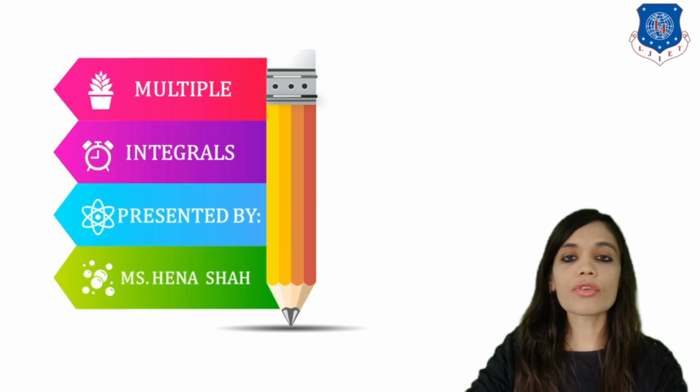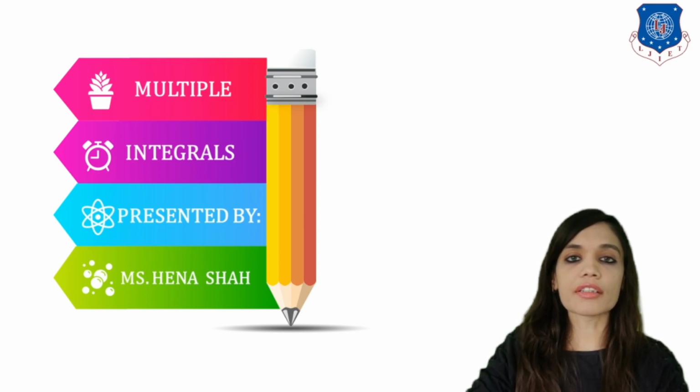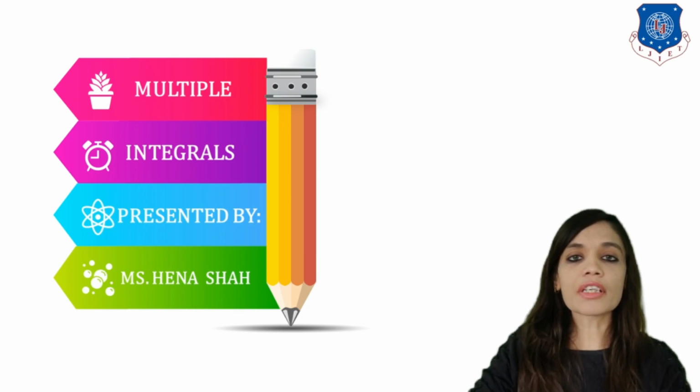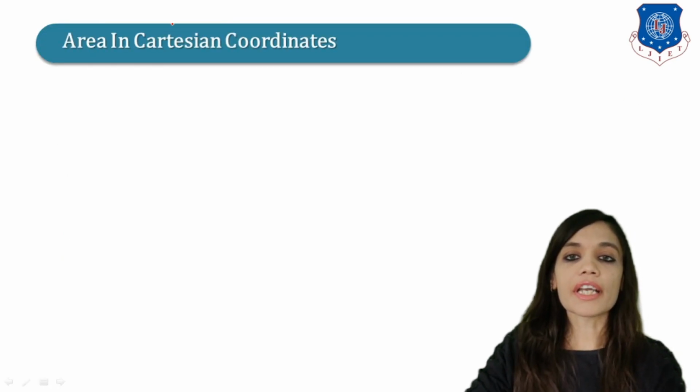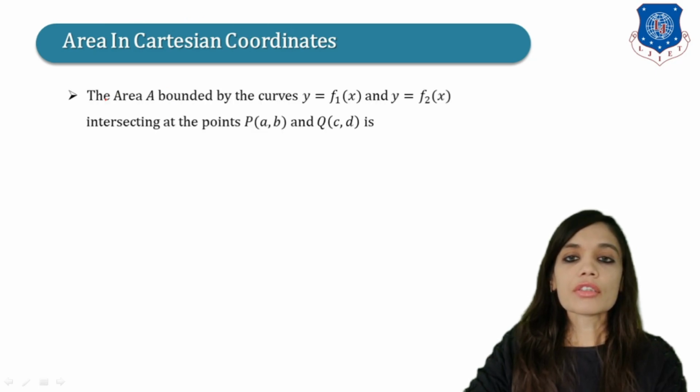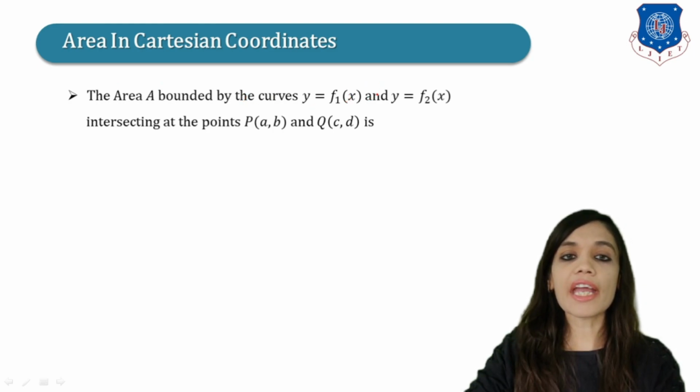So today we are going to discuss a few more topics of multiple integrals, right? So let us begin with the first topic, that is area in Cartesian coordinates. So the area A bounded by the curves y equals f1 of x and y equals f2 of x, intersecting at the points P of (a, b) and Q of (c, d).